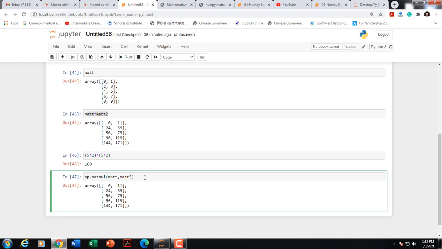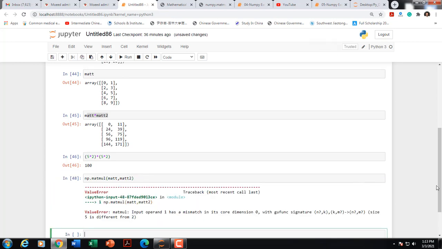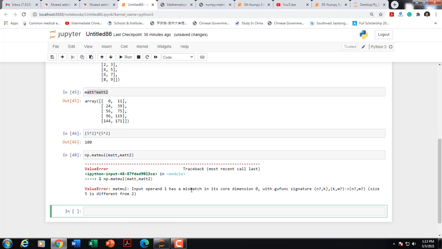When I execute this command, I'll get an error, and let me run this. I get an error. The error is that input operand 1 has a mismatch.